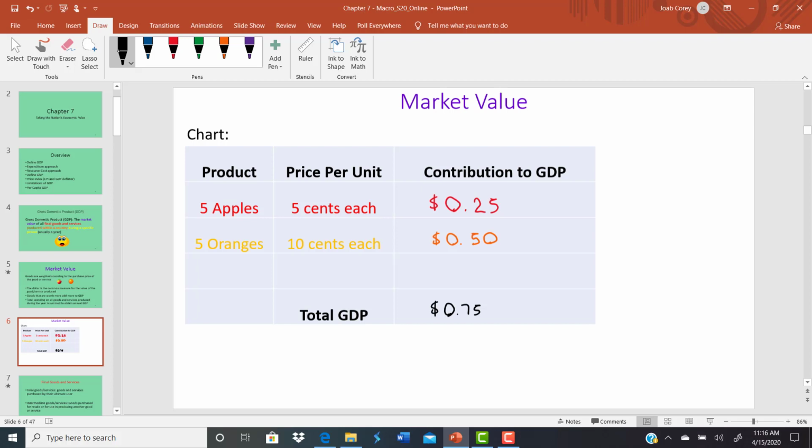So again, when we talk about market value, we convert it to a common denominator, which is usually the currency of that particular country. In the United States, that is the US dollar. And you add it up or sum it up to get total GDP. So this is an economy that produces 2 goods and 2 goods only. This is what their GDP would be.